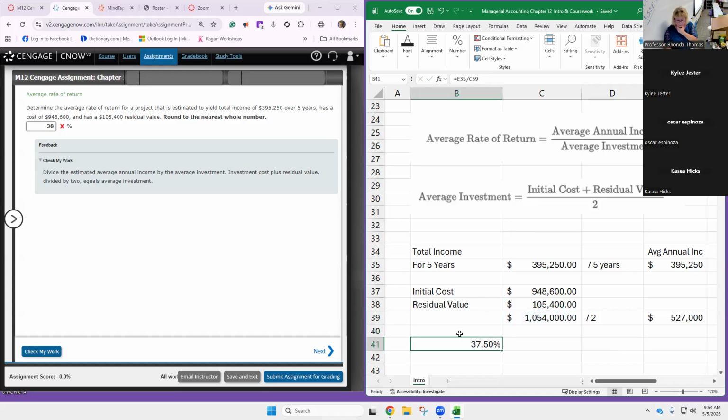Okay, and now if this is our numerator and this is our denominator and this is our average investment, it should be okay now. All right, average investment.